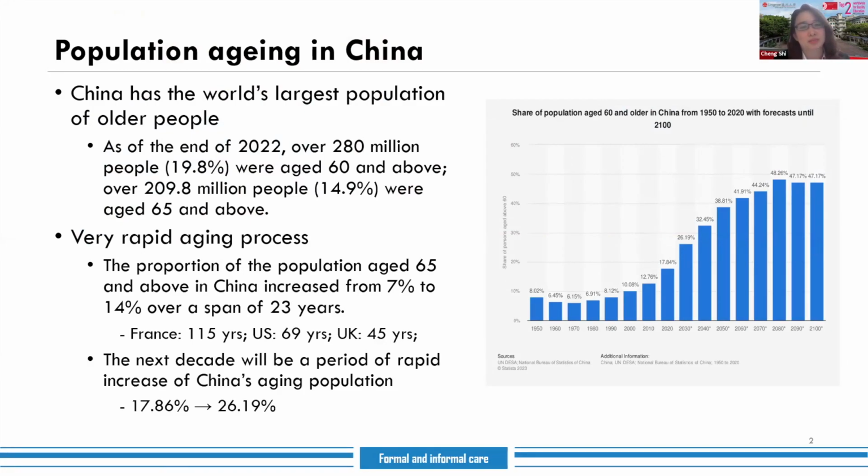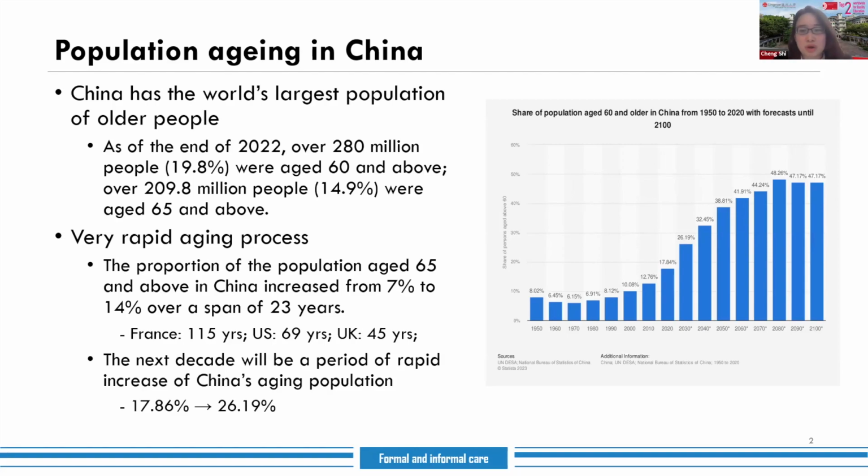And also the aging process in mainland China is very rapid. The proportion of older adults aged 65 and above in China increased from 7% to 14% in just a span of 23 years. Well, for France, this figure is over 100 years. For the US, it's 69 years. For the UK, it's 45 years. So we can see that the aging process in mainland China is very rapid.